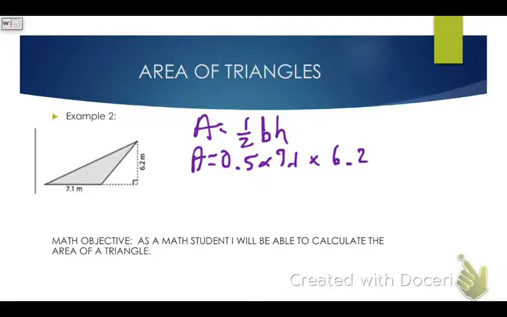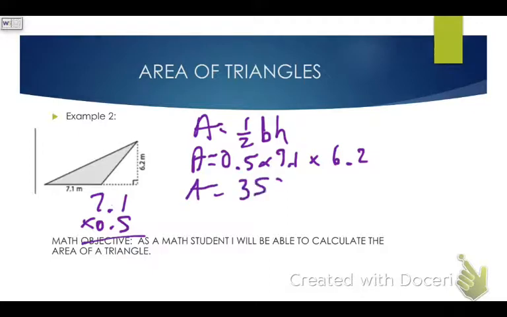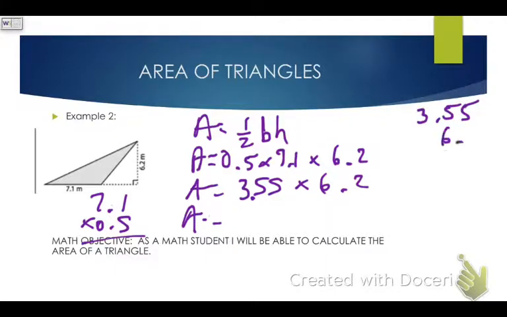Okay, so we got 7 1/10 times 0.5, so we got a total of area equals 355, and we got 2 decimal places times 6 2/10. So you know what, if I estimate that, the answer should be very close to between 18 and 20. Alright, here we go. So we got area equals 3 55 hundredths times 6 2/10.